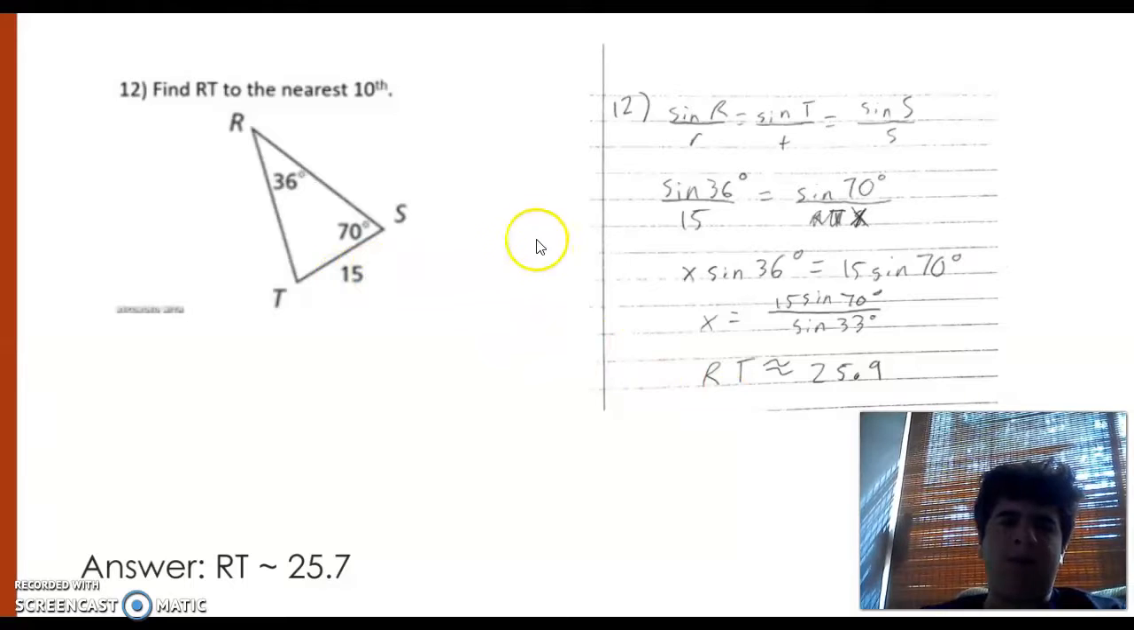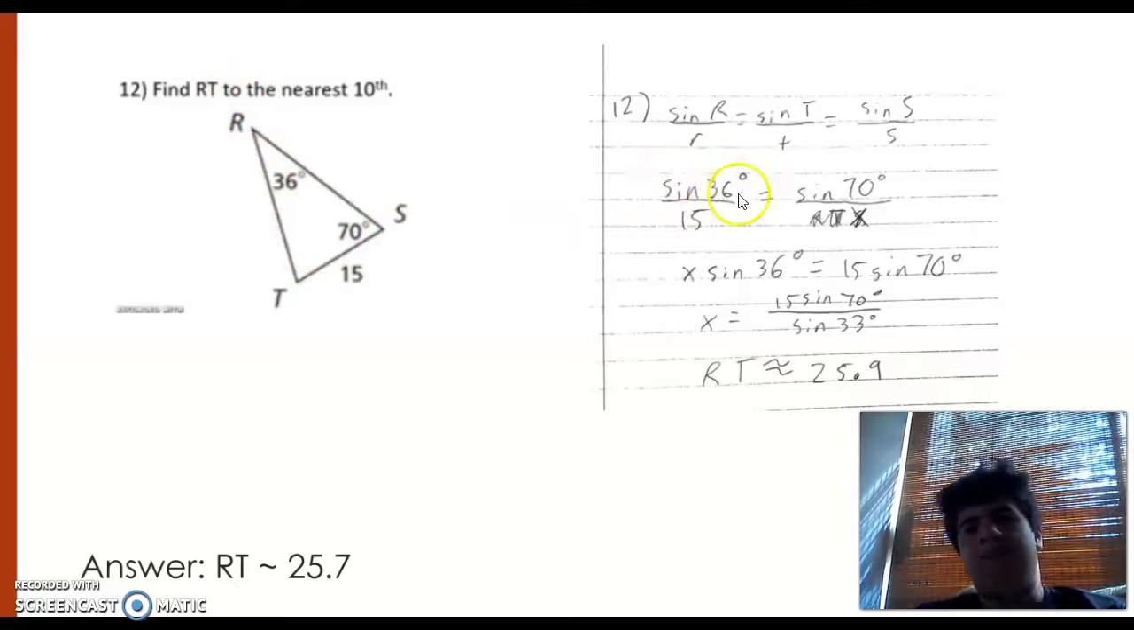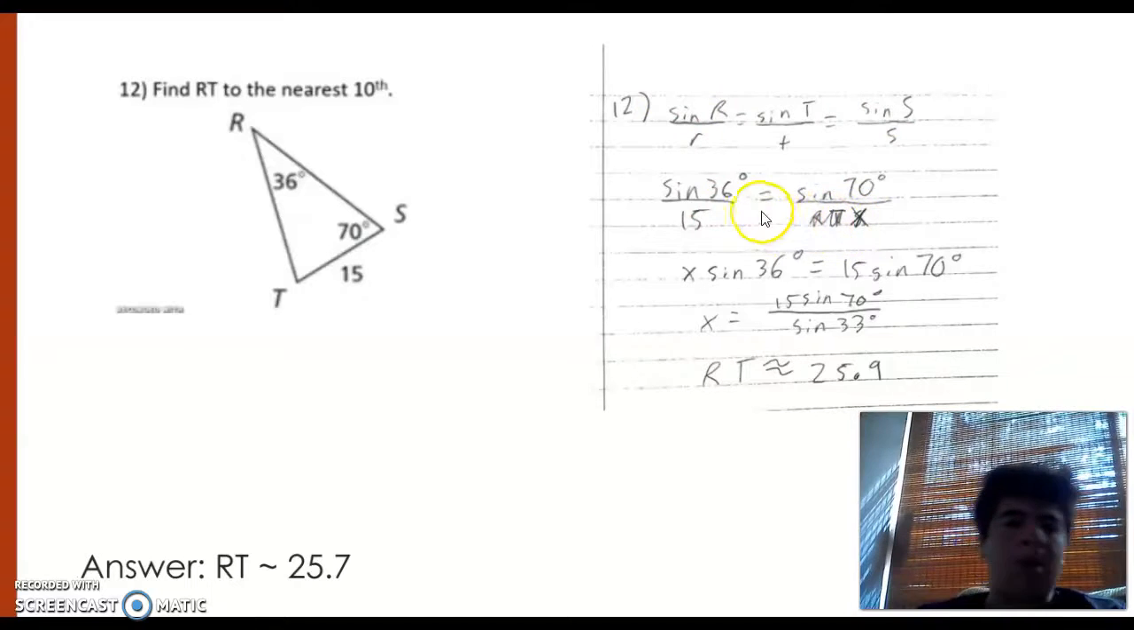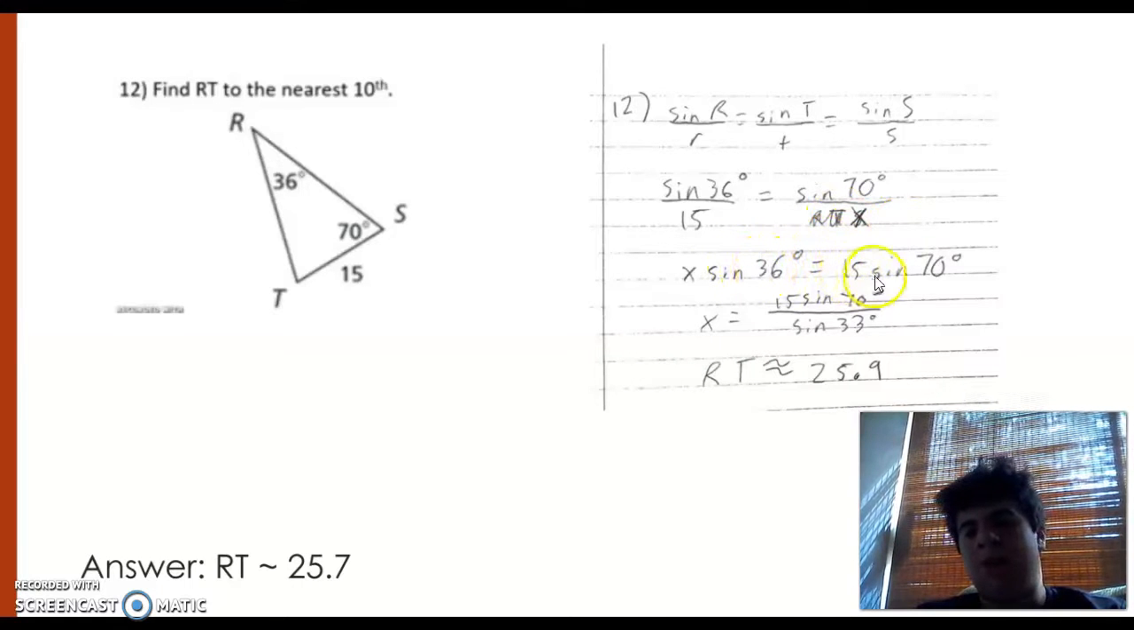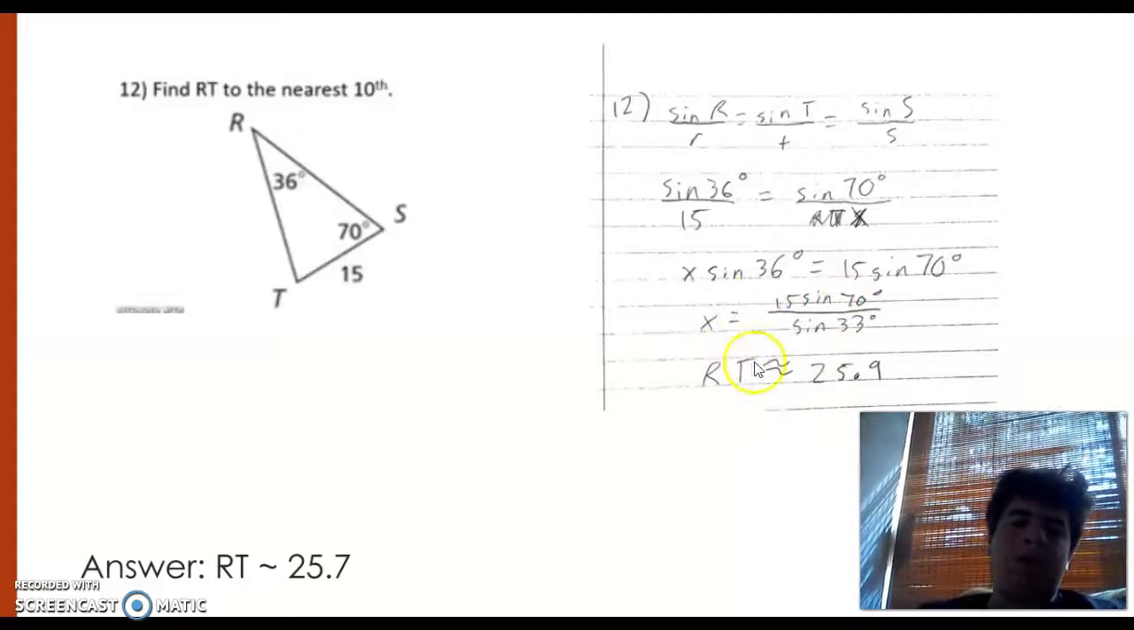Number 12, find RT and round it to the nearest tenth. So I did the law of sines, so it would be sine R over r, sine T over t, sine S over s. S would be RT. Then I changed S to X because it's easier for me to do X. Then you multiply the common denominator, simplify, then x times sine of 36 equals 15 sine 30, divide by sine 36, and then put that on the calculator. RT would be about 25.